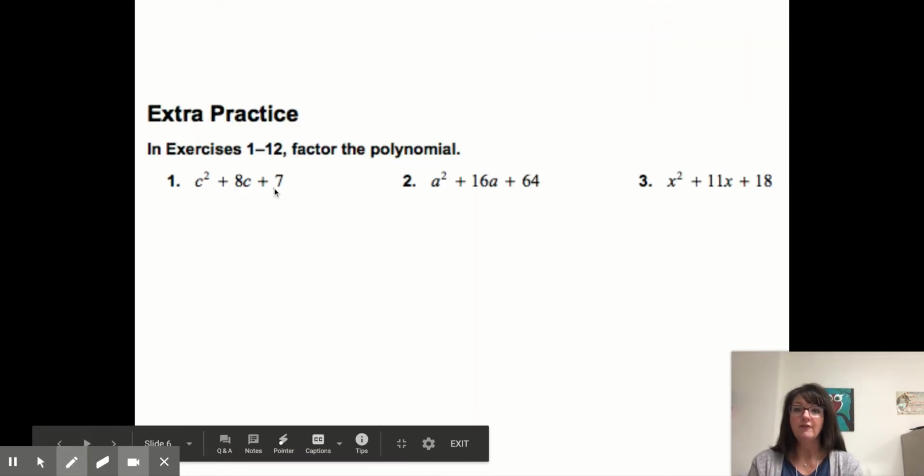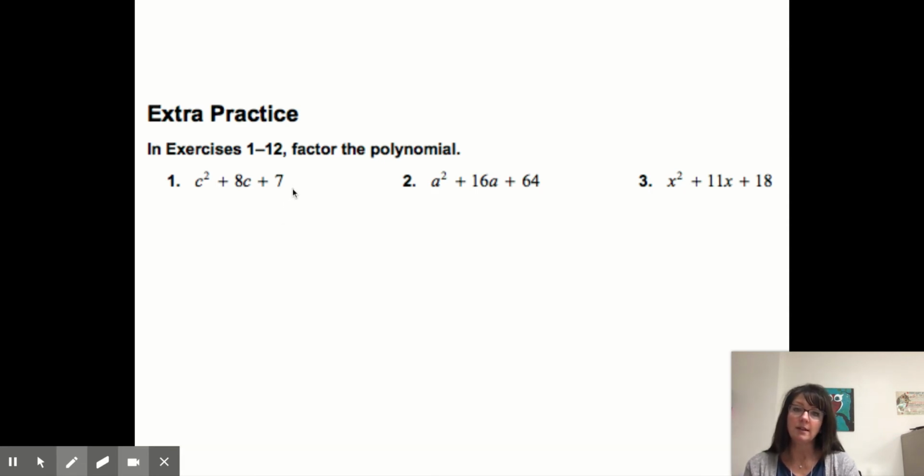So again, we're looking for factors of 7. We know that that's 1 times 7. And because it's prime, that's really the only factors. So they're both positive, and the sum would be 8. If you add 1 and 7, you get 8. So you know that it is c plus 1 times c plus 7 as your binomial factors of this trinomial. So you could always check it out.